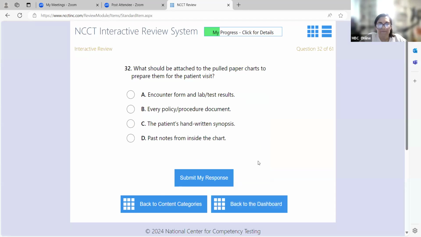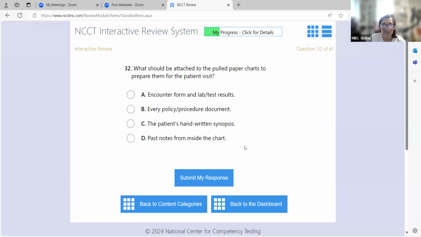Next question. So what should be attached to the pulled paper charts? Past notes don't have anything to do with really why the patient's there today. They can be inside the chart, but not pulled, if that makes sense. If a physician needs to refer to those past notes, then they can go get the charts if there's any question. Of course, the patient's handwritten synopsis has nothing to do with getting prepared for the visit.